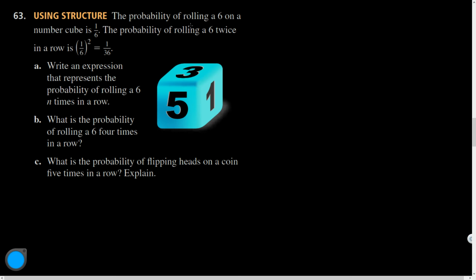So the probability of rolling a 6 on a number cube is 1 out of 6. Agreed. The probability of rolling a 6 twice is 1/6 squared, or 1 out of 36, which is far less likely. All right? Write an expression that represents the probability of rolling a 6 n times in a row. So my answer for part A is it's going to be 1/6 raised to the nth power.